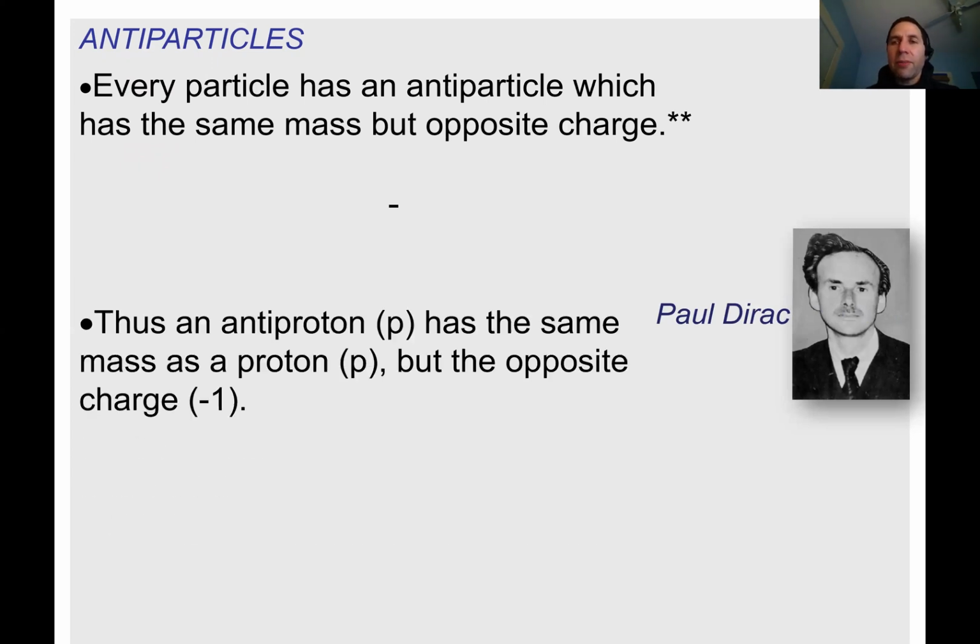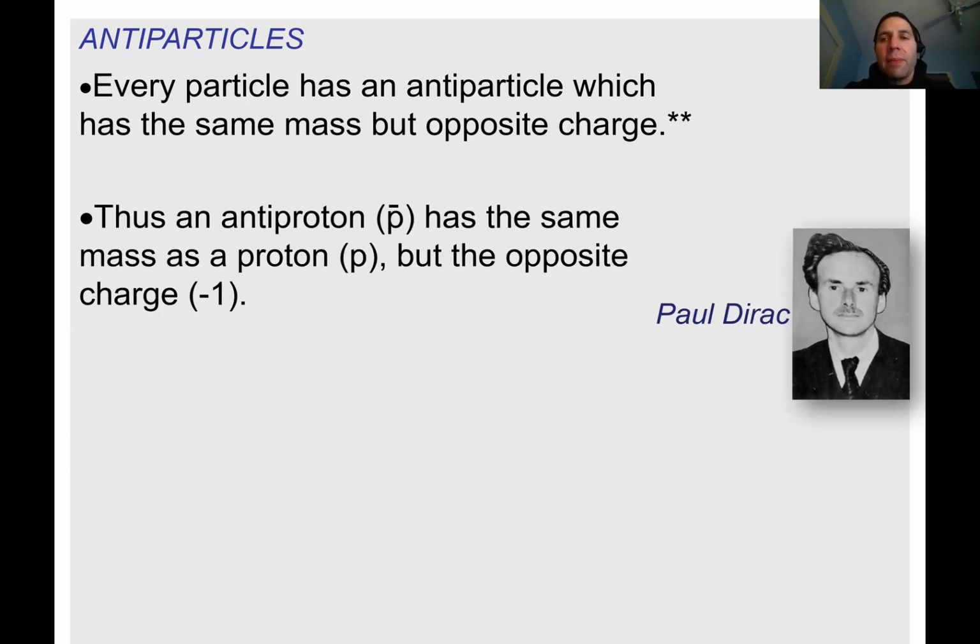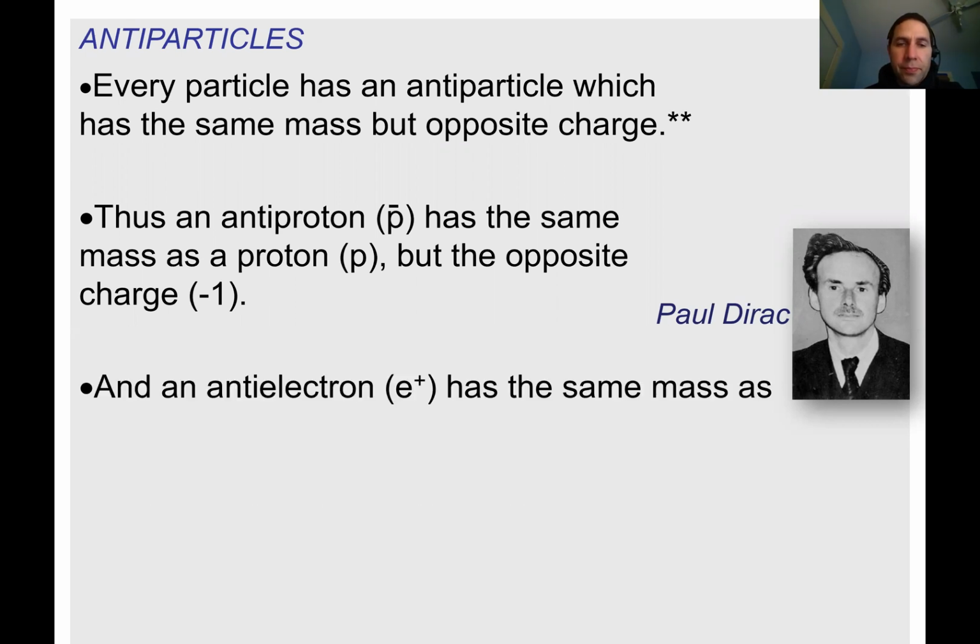It's kind of hard to wrap your head around this, but our best understanding suggests, and this is backed up by a mountain of experimental evidence, that every particle has an antiparticle which has the same mass but an opposite charge. So therefore, we know about protons, but there are also antiprotons, okay? And they have the same mass as a proton, but they have the opposite charge, -1, and we'll show that here in a little bit.